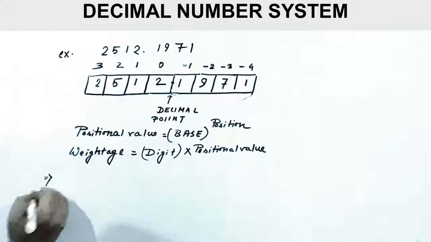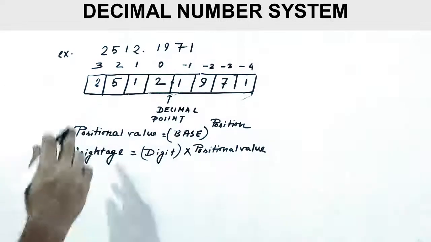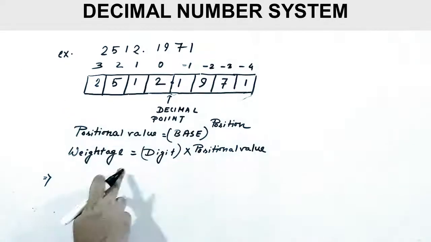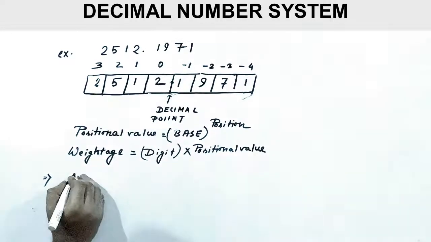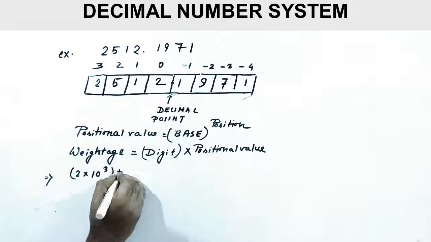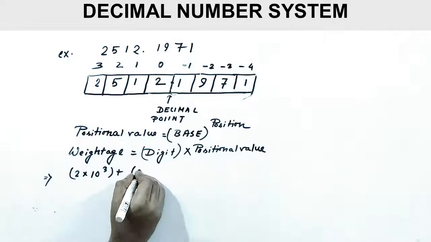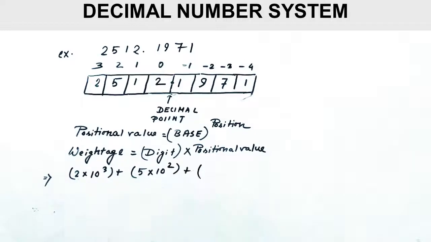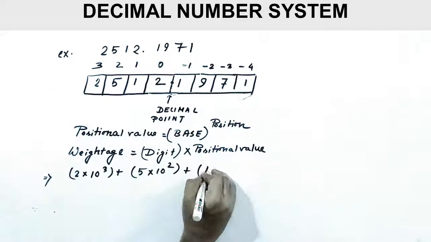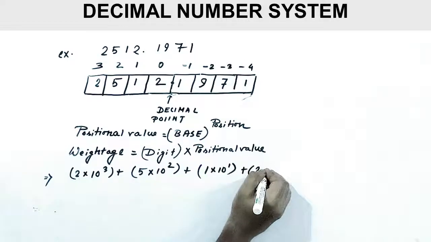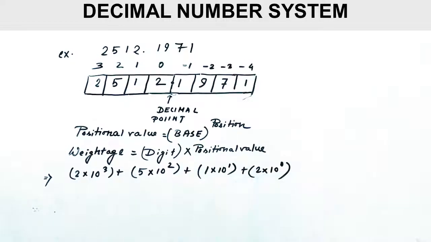Now let's take this example. What will the positional value be for this position? The base is 10 and the position is 3, so 10 to the power of 3. What will be the weightage? Digit into positional value, so the weightage will be 2 into 10 to the power of 3. In the same way, for the next one, the weightage will be 5 into 10 squared. For this one, 1 into 10 to the power of 1. For this one, 2 into 10 to the power of 0.